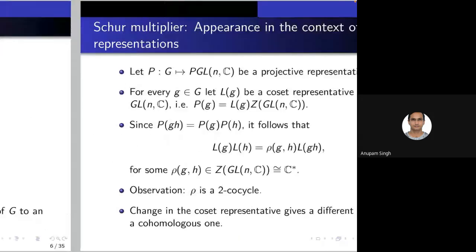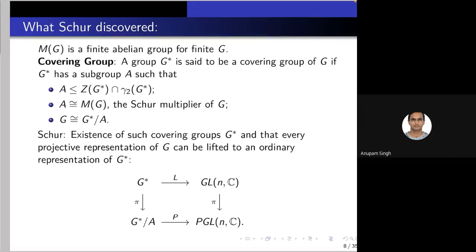So let's see what Schur discovered. He proved that M(G) is a finite abelian group for a finite group G, and he showed the existence of a covering group G star. So what is a covering group G star? A group G star is said to be a covering group of G if G star has a subgroup A such that A is contained in the intersection of the center of G star and the commutator subgroup of G star, and this A is isomorphic to the Schur multiplier of G. And when we quotient out G star by A, it gives us G.